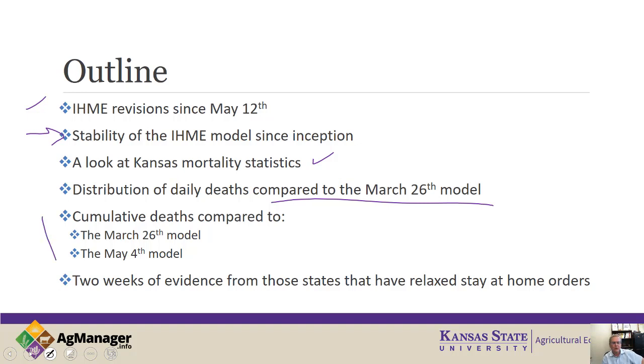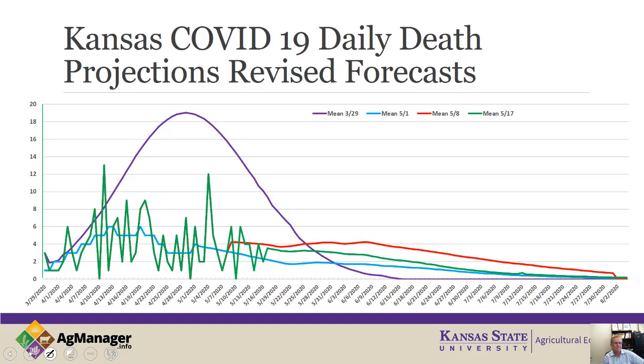But then we're also going to look at some of the cumulative statistics with regards to the March 26 model and then the May 4th model. With the substantial change in the modeling approach that occurred with the release of the May 4th model, it's important to begin to track how that model's performing. And then there's also, in some states, more than 2 weeks of evidence with relaxed stay-at-home orders. And so we want to see whether or not the distributions change there.